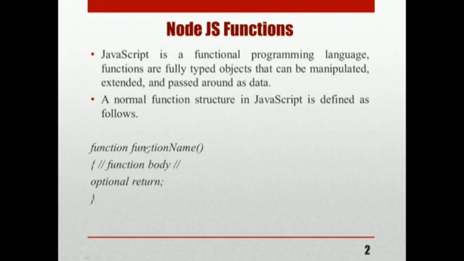Here you can see the syntax of function declaration in JavaScript. That is function, function name, opening and closing brackets, then inside the curly braces the function body is there, and an optional return statement is there. Okay, this is the declaration or the structure of a function in JavaScript.